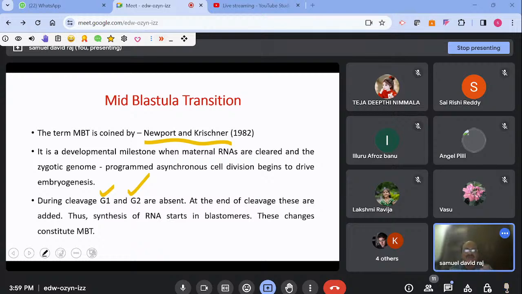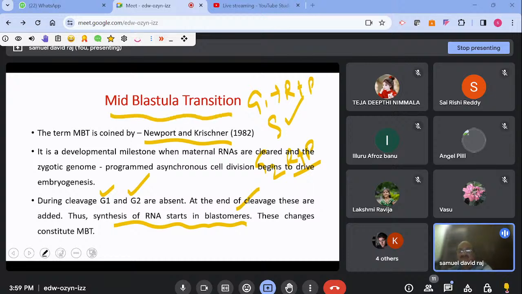When G1 and G2 are added, in S phase only DNA synthesis takes place. When G1 and G2 are present, there is synthesis of RNA and synthesis of proteins, which continues even in G2. So the synthesis of RNA starts in blastomeres only at the end of cleavage, and these changes constitute mid-blastular transition.